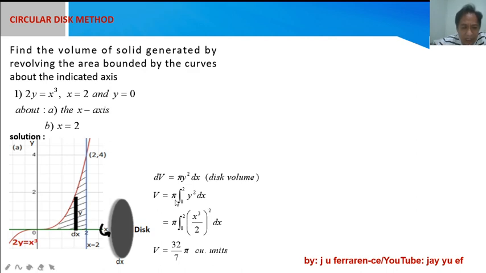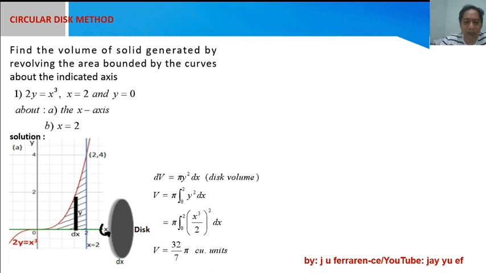So we can put our pi outside. Then we have the integral with limits of integration for which the region is formed. For the values of x, you start with 0 up to 2 as limits of integration. Then we have the y squared, then dx. Okay? So, integrate. But before that, you have to express your y as a function of x. Now, you are given an equation here, 2y equals x cubed. So, if you solve for y, then y is equal to x cubed over 2. Then that will be raised to power 2 and integrated.